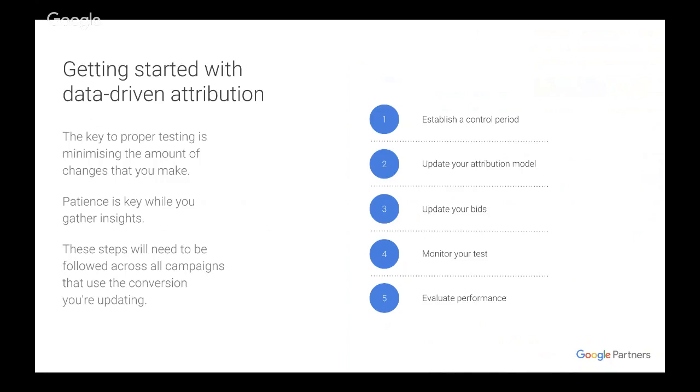So, getting started with data-driven attribution, there are 5 suggestions and actually steps to go through in order to test data-driven attribution. We know it can feel challenging at first, but actually if you follow these steps, this is going to go just very smoothly. First, you're going to establish a control period to make sure you are considering just that piece. Second, you should update your attribution model. Very easy to go into your AdWords account. If you need information on the steps, you can find it on our Help Center article. You need to update your bids. Monitor your testing. As we were saying, you just need to go and try it out and evaluate the performance.